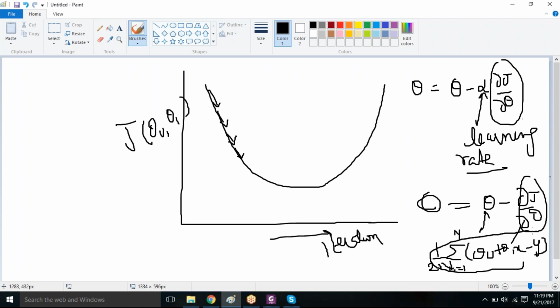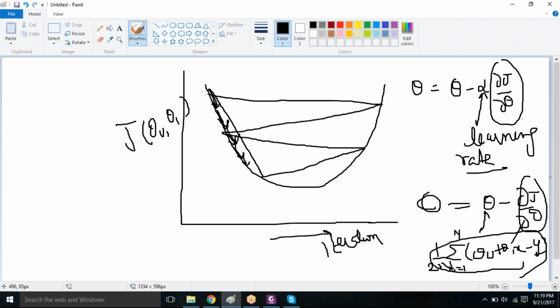Suppose this particular value becomes a very high number. Then instead of slowly converging, slowly moving towards the downhill, it will take a very big step, and then again a very big step, and maybe it will try converging, overshoot again, then come down again. So basically it will be overshooting the minima, and it will never be able to reach this minimum position.